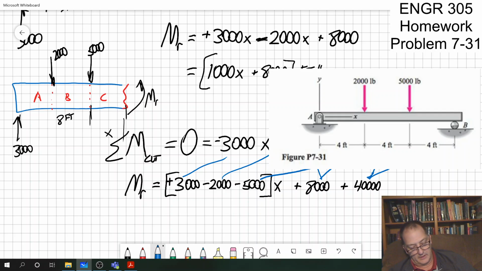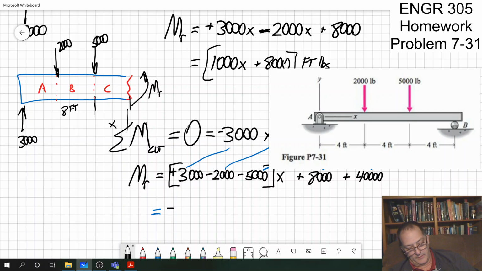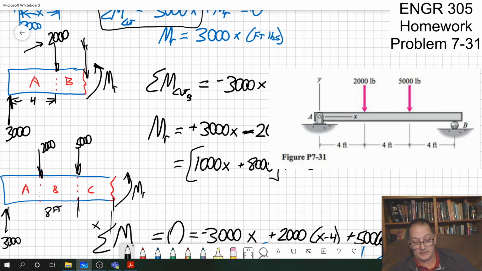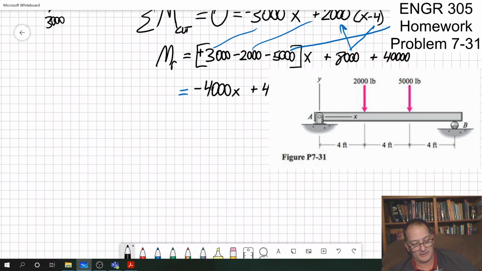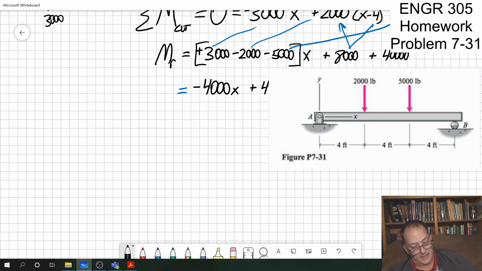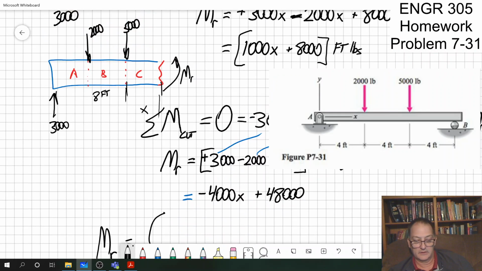All right. Equals minus 4,000x plus 48,000. And I should have been putting in the ranges. This is for 0 to 4. This is for 4 to 8. Really, I'm just going to rewrite this all right here. So moments are equal to, let's go back up.